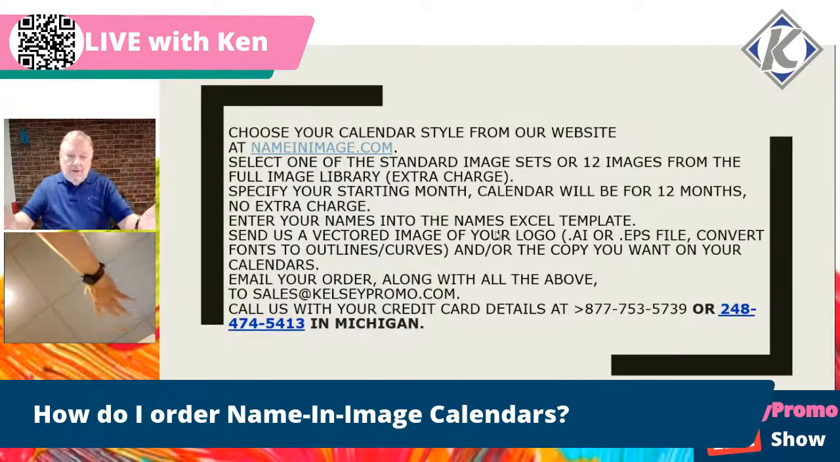To order, you go to our website, you select a standard image set or the 12 images from the full library. You specify a starting month. The calendar will be for 12 months, no extra charge. You enter the names into your Excel template, and we'll talk about these things later. You send us your vectored image of your logo, and the copy you want on the calendar, and then you email your order to us at sales@KelseyPromo.com and call us with your credit card details. So it's a simple process.